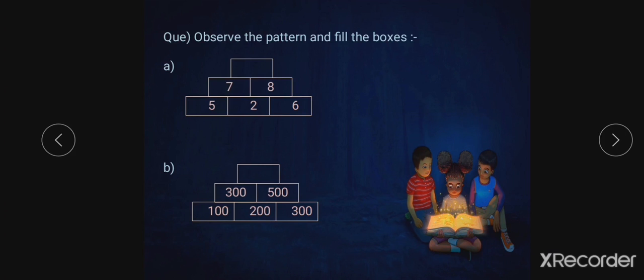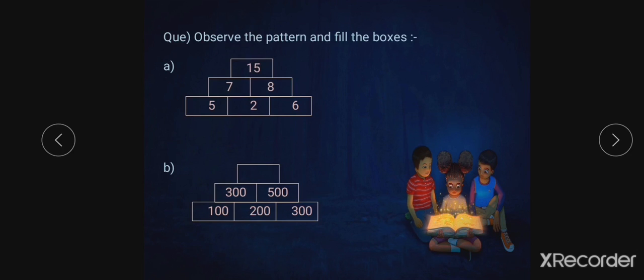Clearly you can see that if we will add 5 plus 2, we will get the answer 7, and if we will add 6 plus 2, we will get the answer 8. So when we will add 7 plus 8, we will get our next number, that is 15.